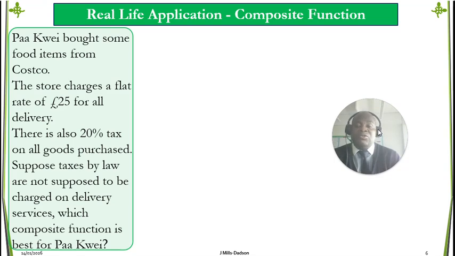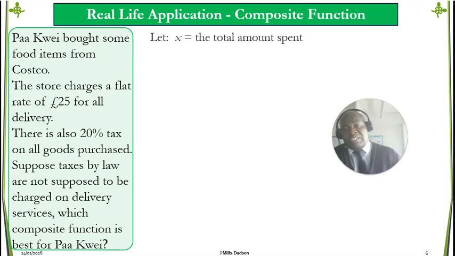So here I'm going to create two functions, a function based on tax and a function based upon only the delivery without tax. So let x represent the amount I'm going to spend. I don't know the amount, so I'm going to use x. £50, £80 is irrelevant. It's just x as the amount that we're going to spend.